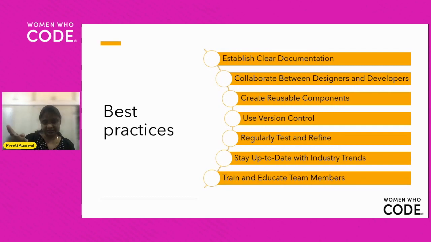Again, from our iterative cycle, test and iterate, it's the same thing. You need to do it regularly and stay up to date with the current industry trends, because if you're not updated with the industry trends, then your design system is not updated. So it is always best to stay updated with current industry trends.